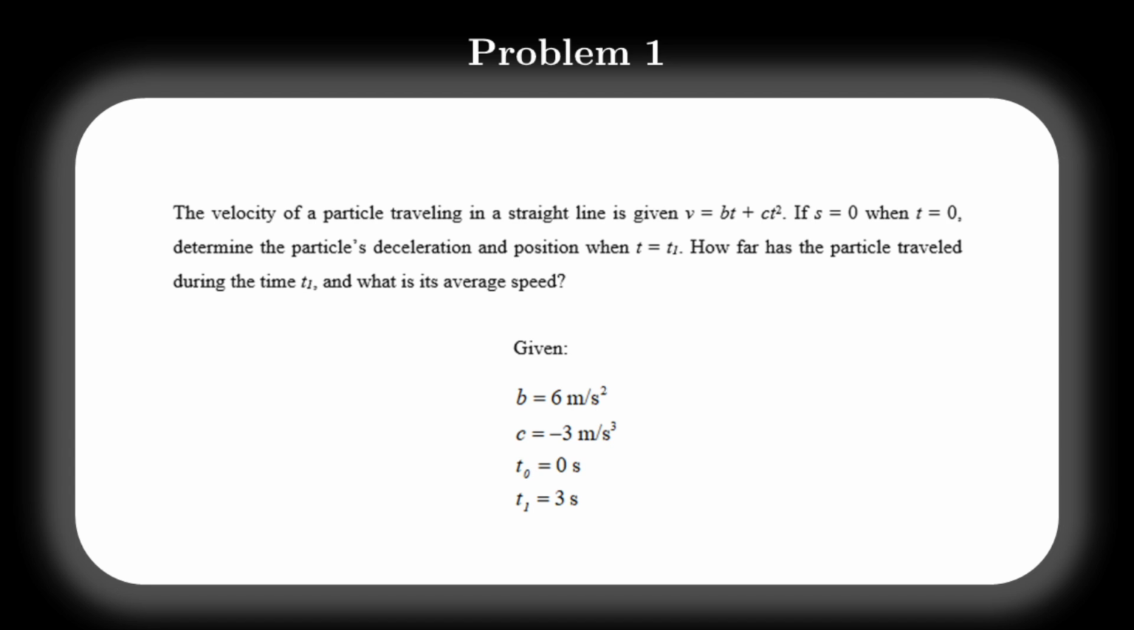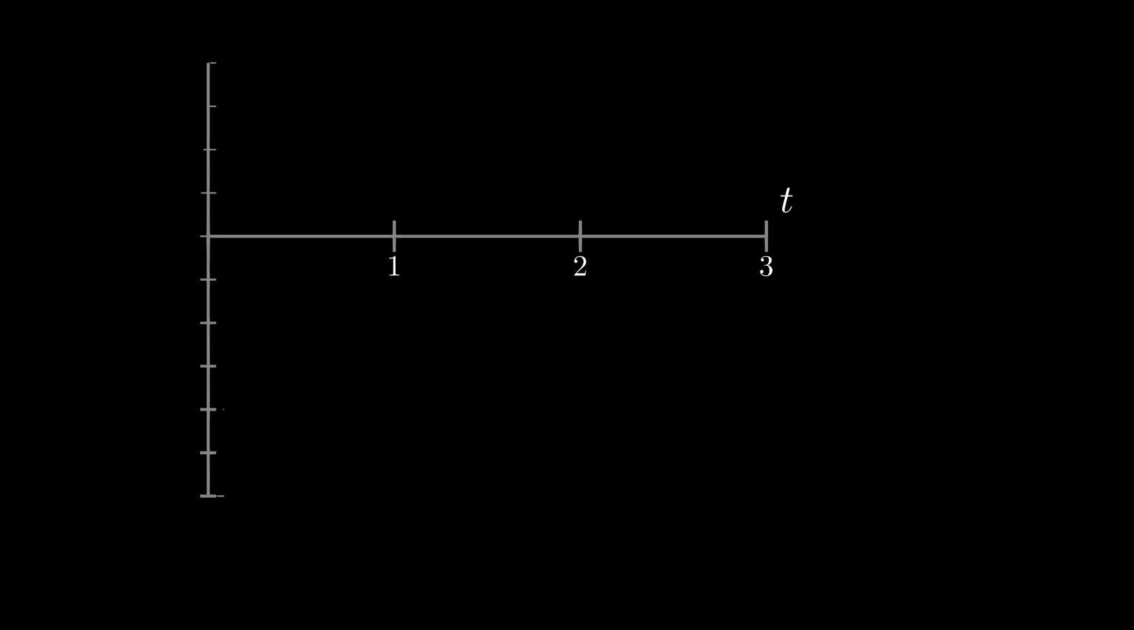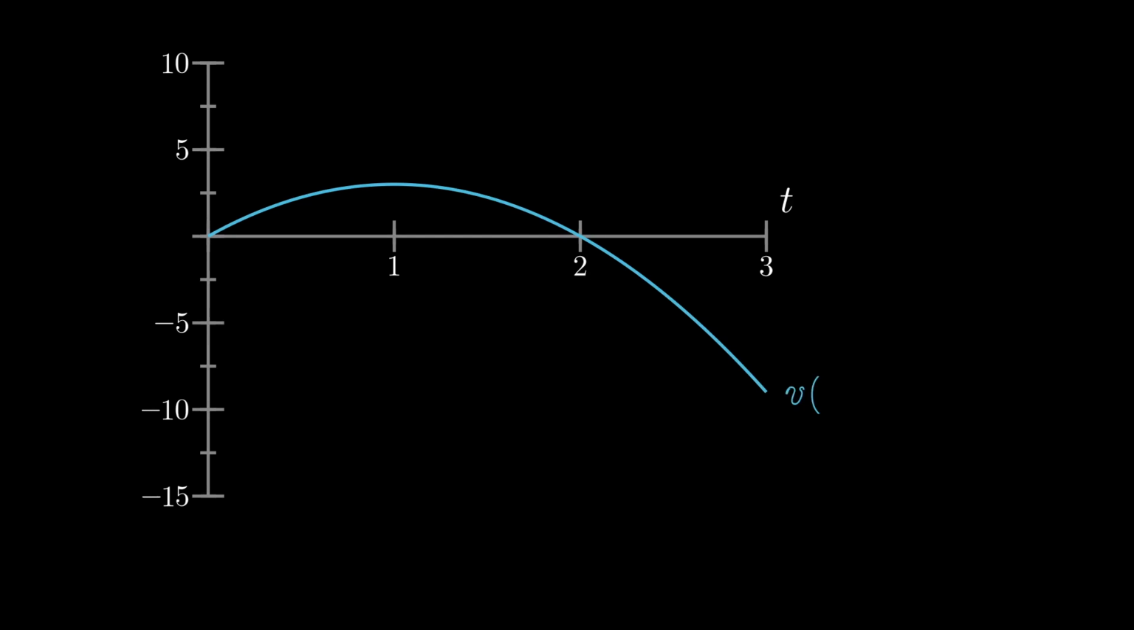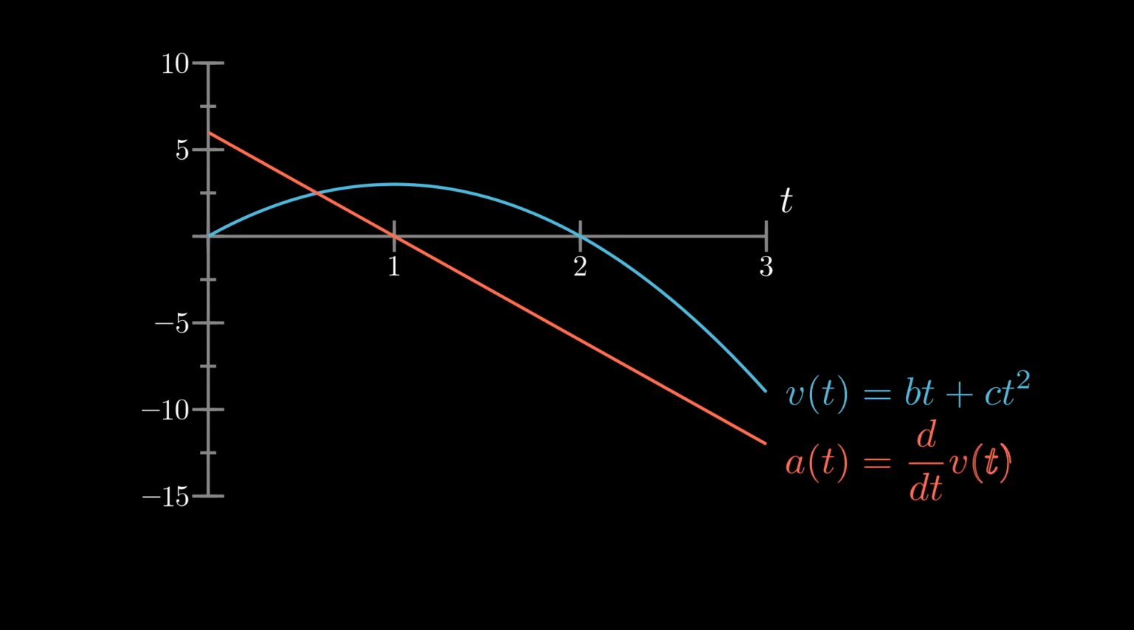To solve this problem, we need to find the expressions for both the position and acceleration as functions of time. Here's what the velocity function looks like. I've plotted it out to make this problem easier to understand. However, you don't need to plot it out in order to solve the problem. We can find the acceleration of a particle by taking the derivative of velocity. That gives us the expression a at t is equal to 6 minus 6t. Plugging in t1 gives us negative 12 meters per second squared, which is the solution to the first part of the problem.